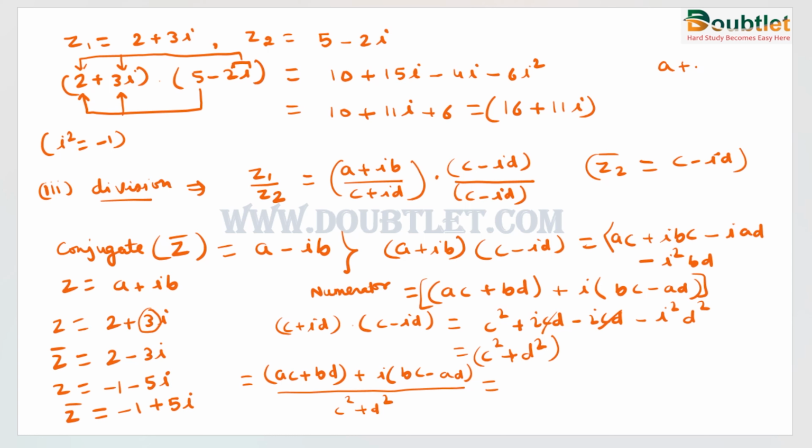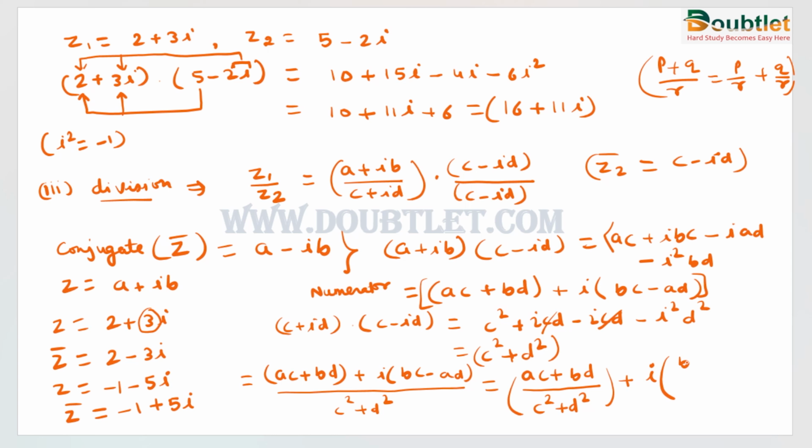Now from the principle that if we have P plus Q divided by R, we can write this as P divided by R plus Q divided by R. Here P is this term, Q is this term, and R is this term. So we can easily write the real part as ac plus bd divided by c square plus d square, plus iota times bc minus ad divided by c square plus d square. This is the real part and this is the imaginary part of the complex number z1 divided by z2. Because this is also a complex number, we have written it in the form of real and imaginary parts. This is how we perform the division process on the complex number system.